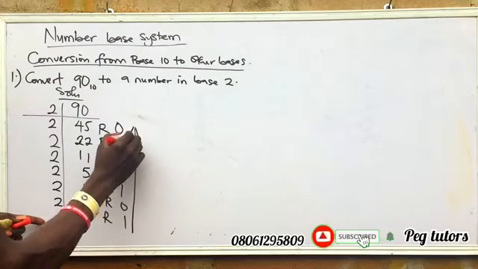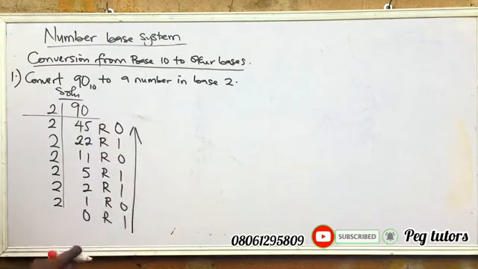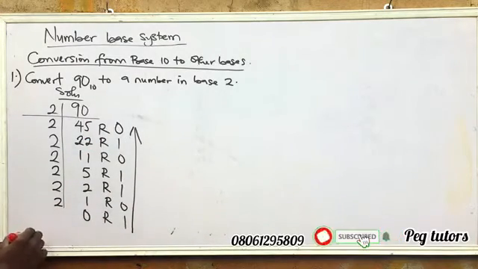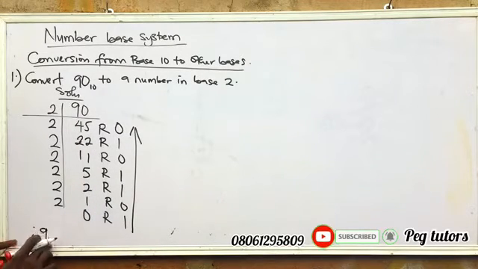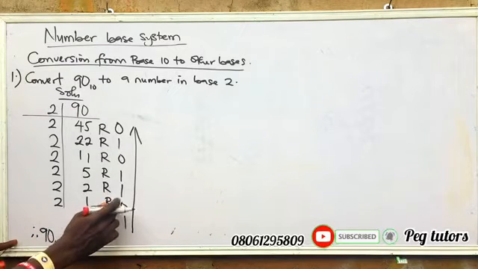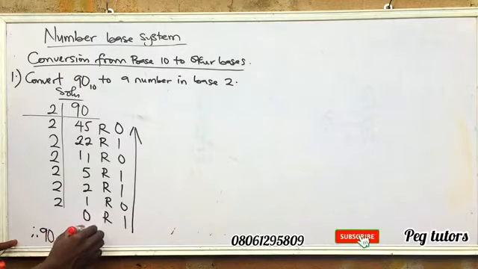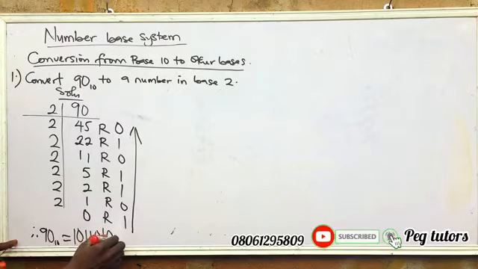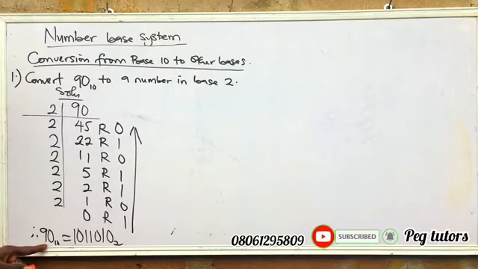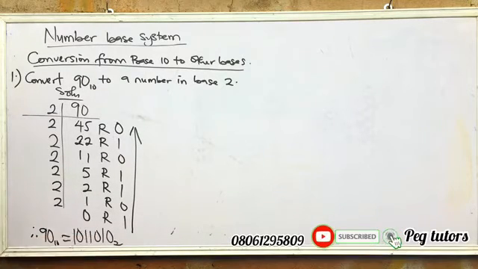So at the end of the day, count your numbers from down up, that's from bottom to top. So therefore, 90 in base 10 would give us 1011010 in base 2. So the equivalent of 90 in base 10 would be 1011010 in the base 2 system.